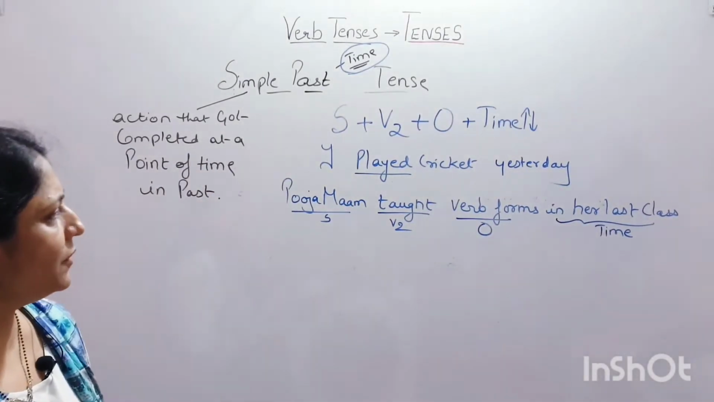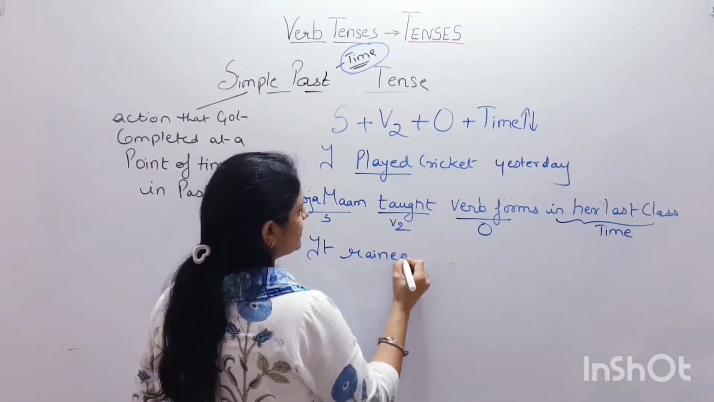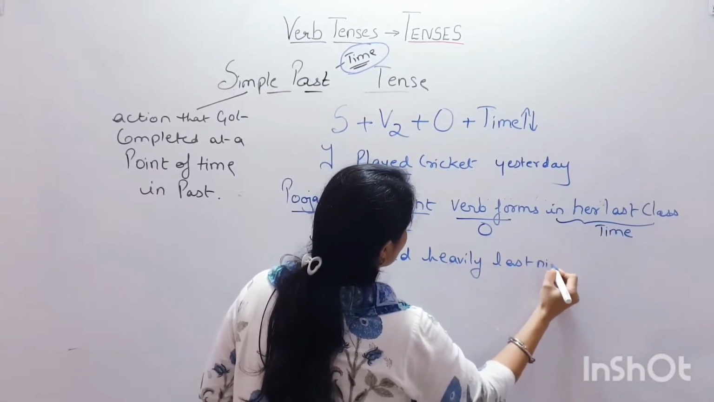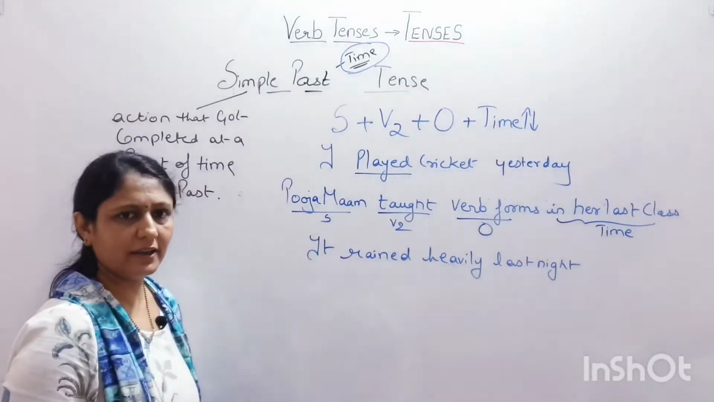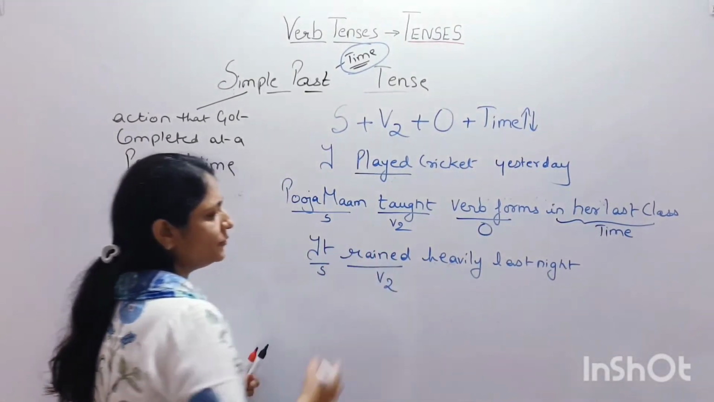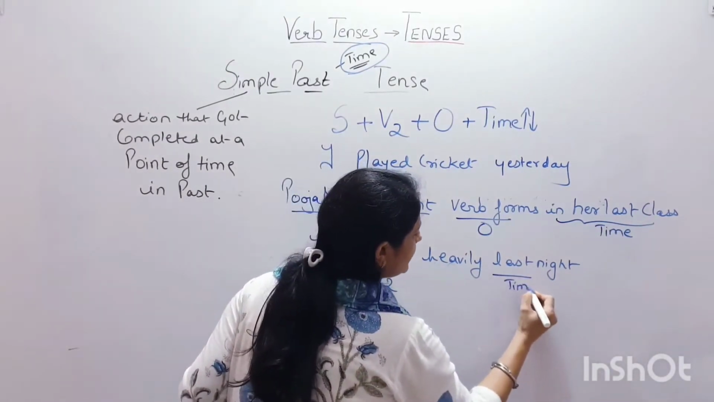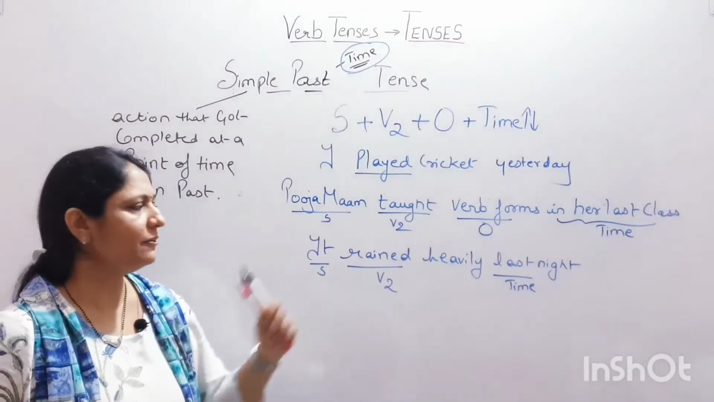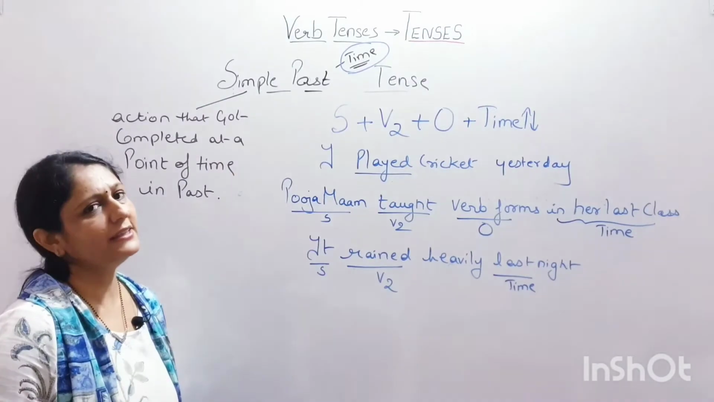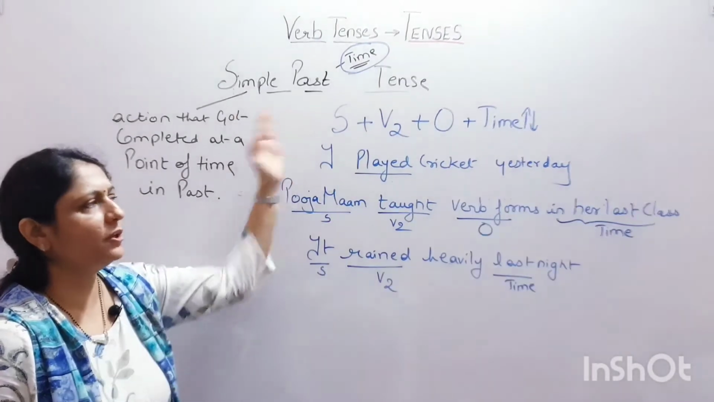Okay, let's take some more example. It rained heavily last night. Now again this was very clear because it is subject, this is V2, it rained heavily last night. There is no object in this sentence, but yes, there is a time phrase which mentions that this is a simple past tense sentence. Okay, now these are the 3 examples by means of which I explained you this formula.